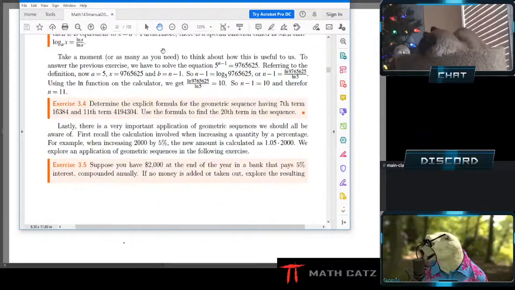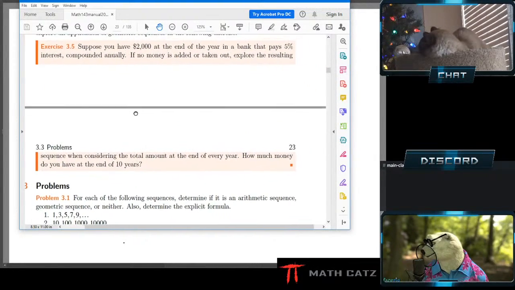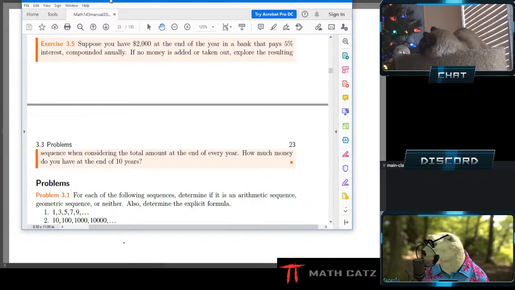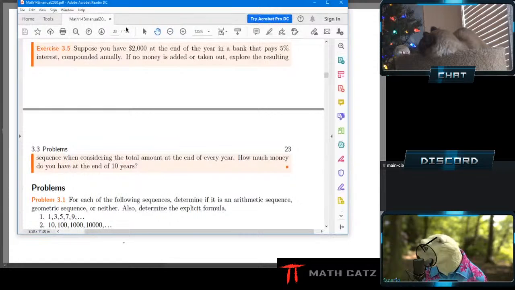Now I'm just going to skip ahead for a little bit and do exercise 3.5, because geometric formulas have a very, how should I say it, frequently used application when it comes to finance and interest rates and things like that. Let's explore this briefly just to see that these things aren't just made up to keep you busy. They are literally used every single day.